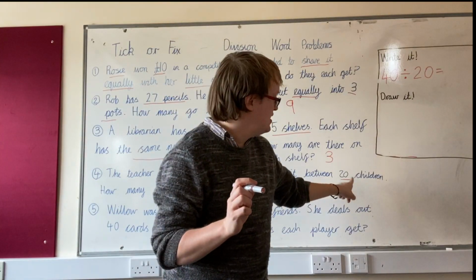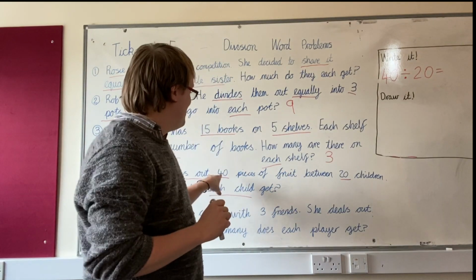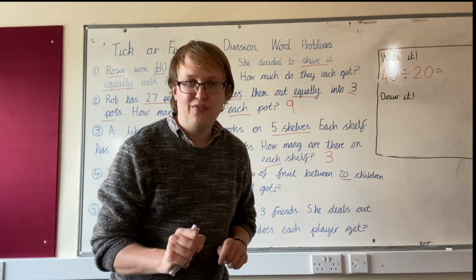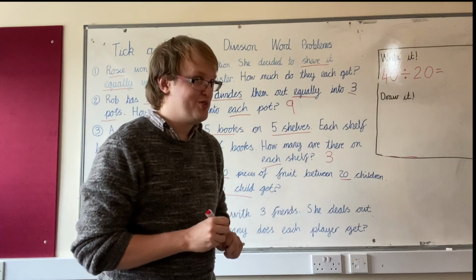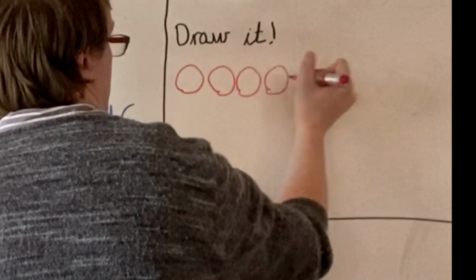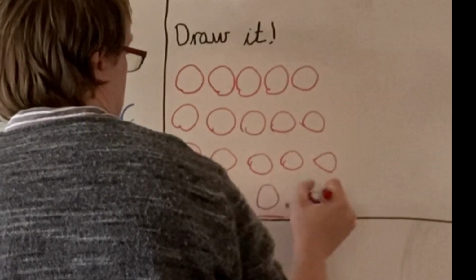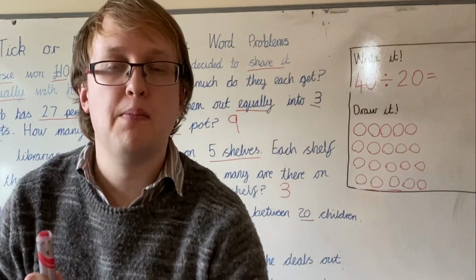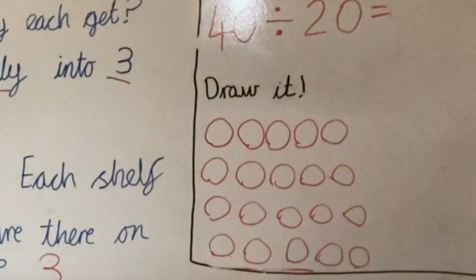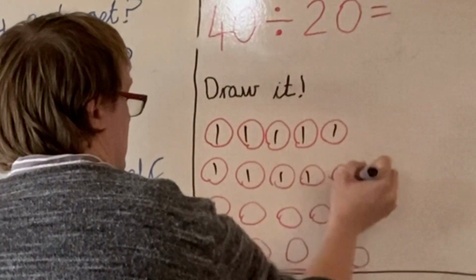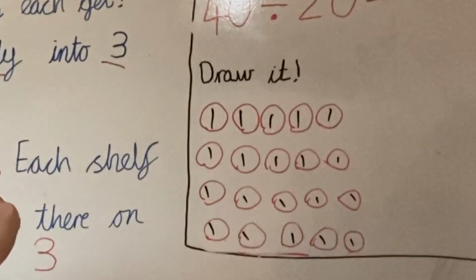I'm going to draw 20 circles and they're going to be like the stomachs of the children. And then I'm going to draw 40 pieces of fruit and share them out equally. Let's see what that looks like. 20 children. Okay, I'm going to change my pen now for the fruit. I'm just going to draw a little line for each. That's 20 pieces of fruit. 40 I need to do.